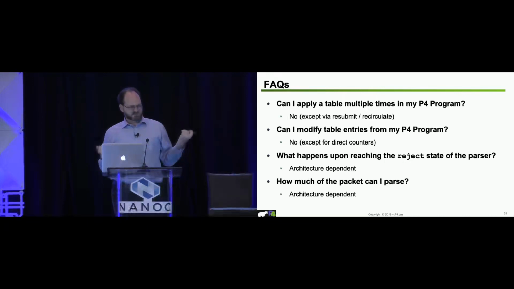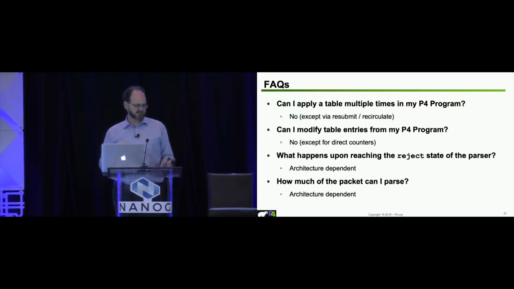What happens if you reach a reject state? It's architecture dependent, but in V1 model, it actually doesn't do anything different than if you go to accept. But some architectures might always drop such packets. Some of them will save, in the standard metadata, a parser error status field that you can then look at in your ingress code and decide what you want to do with parser error packets.